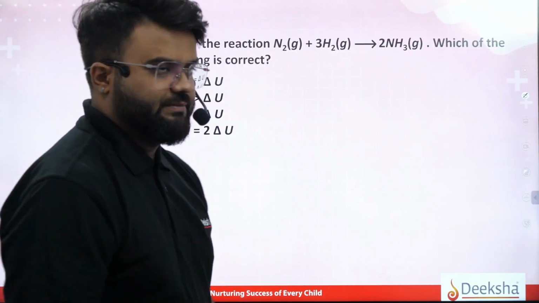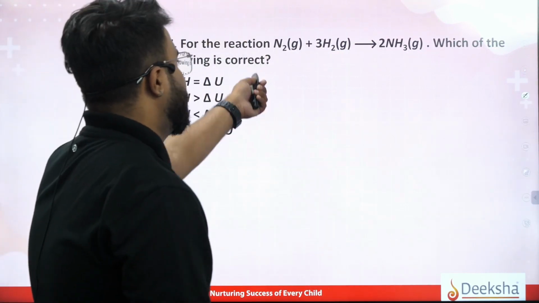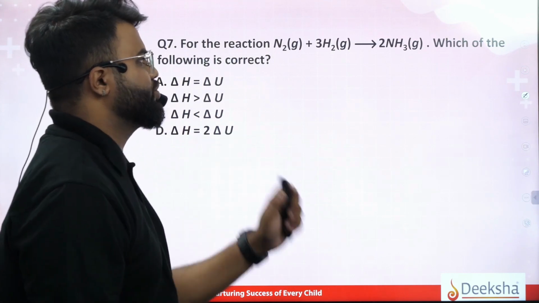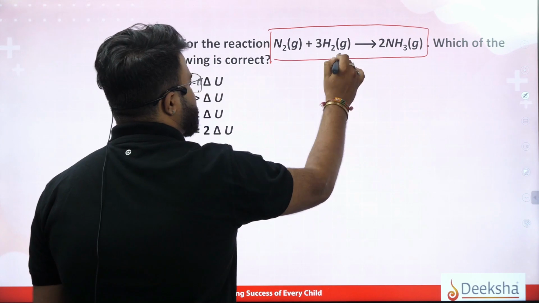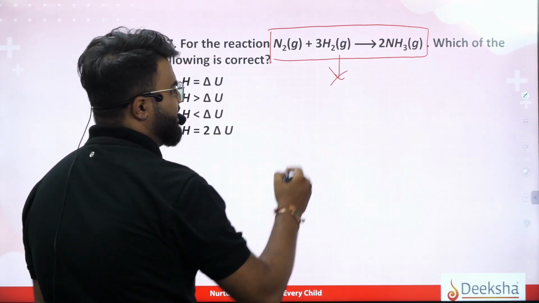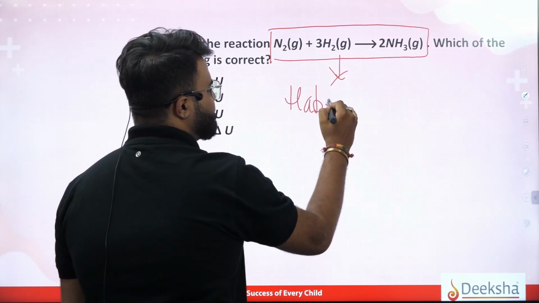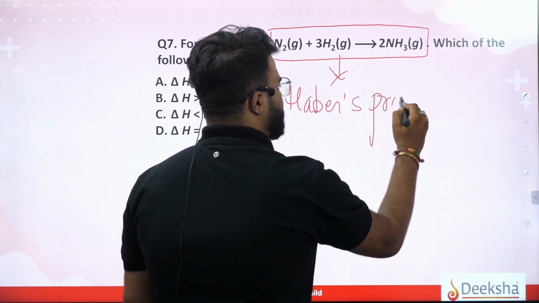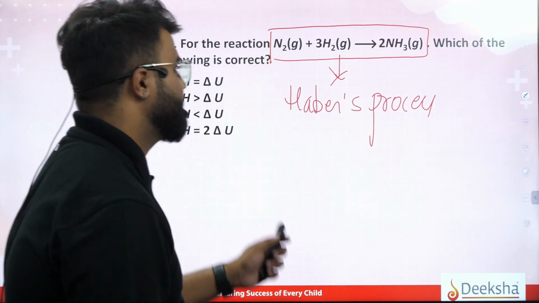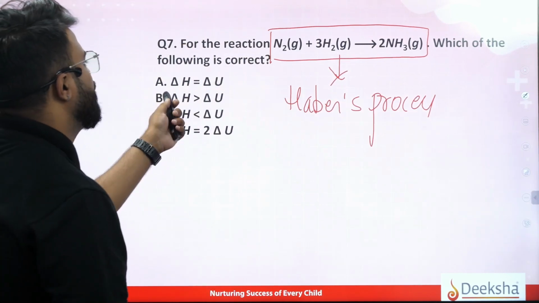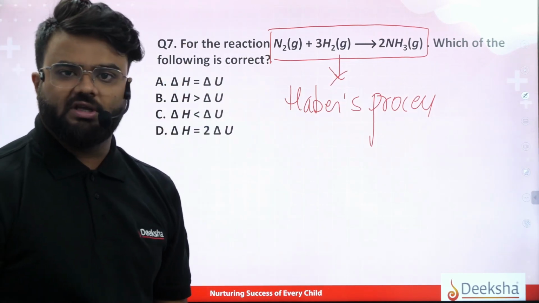For the reaction, nitrogen plus hydrogen gives rise to ammonia. This is a famous process. Which process is this, the preparation of ammonia? That is Haber's process. So what they are asking is, which of the following is correct?